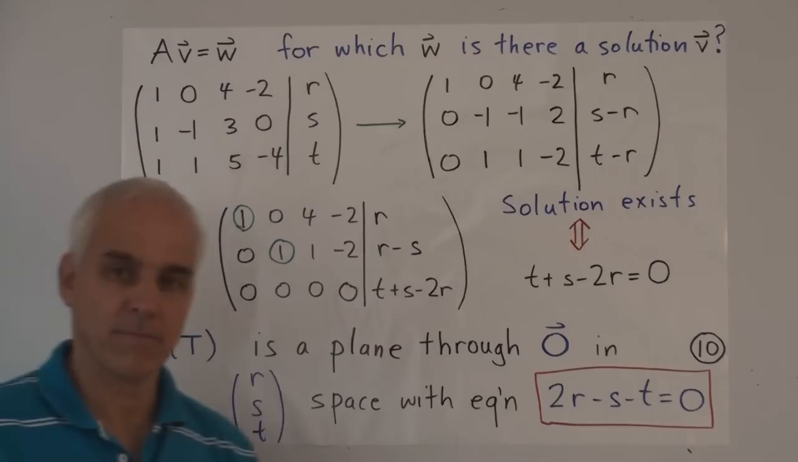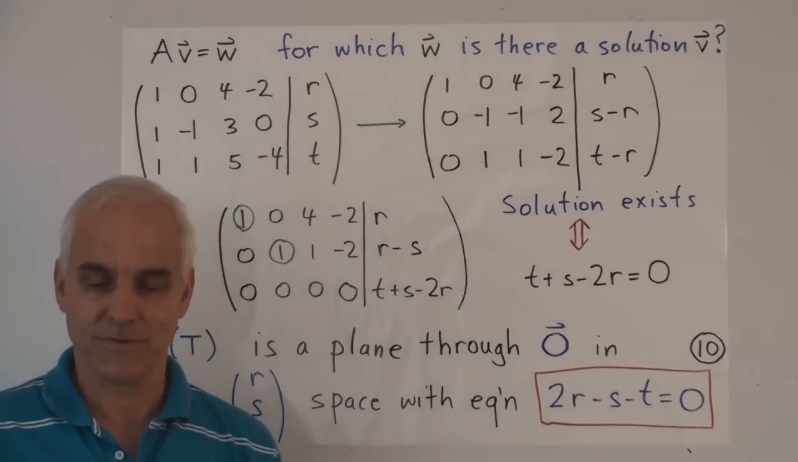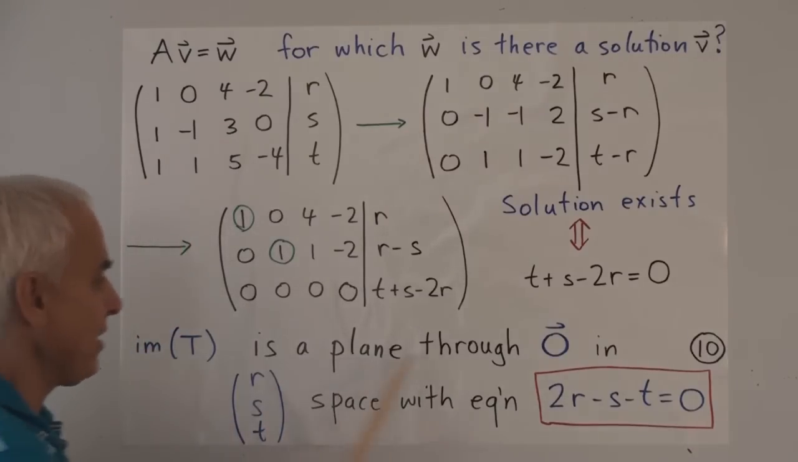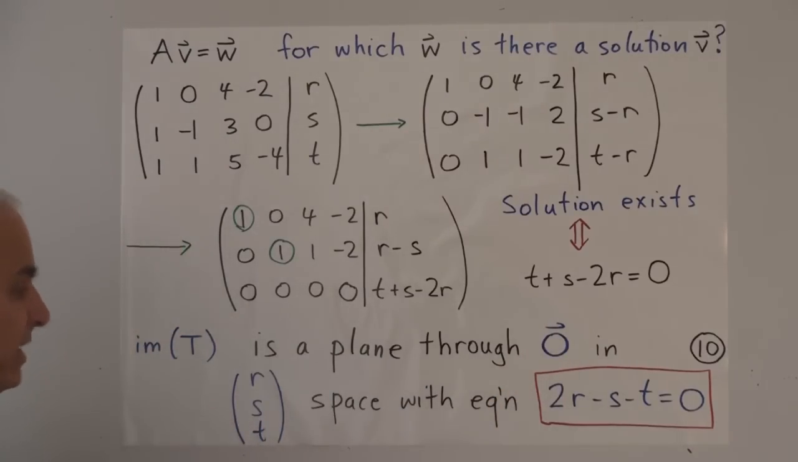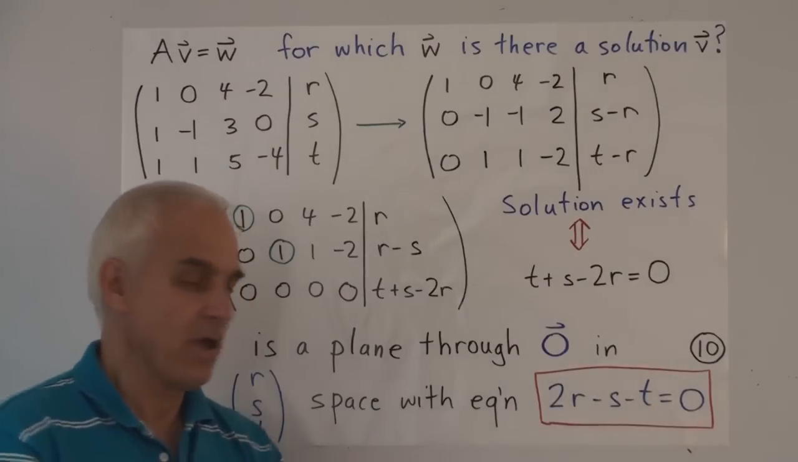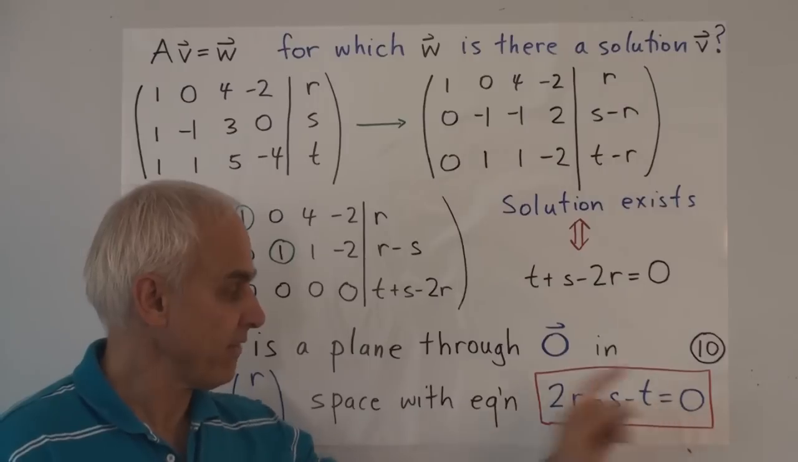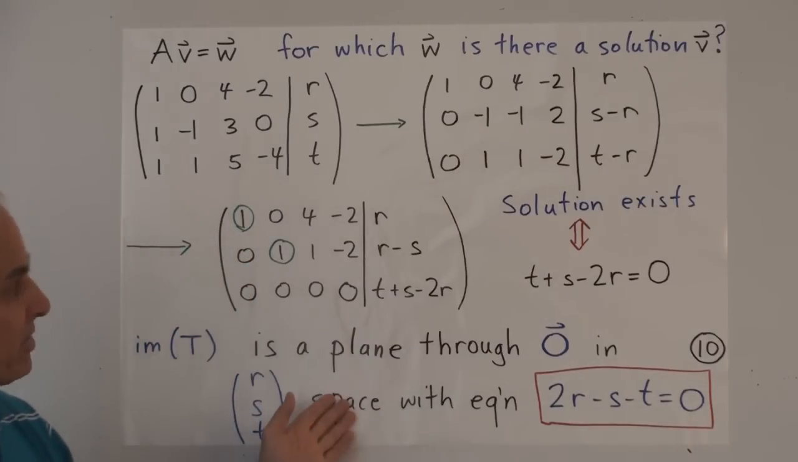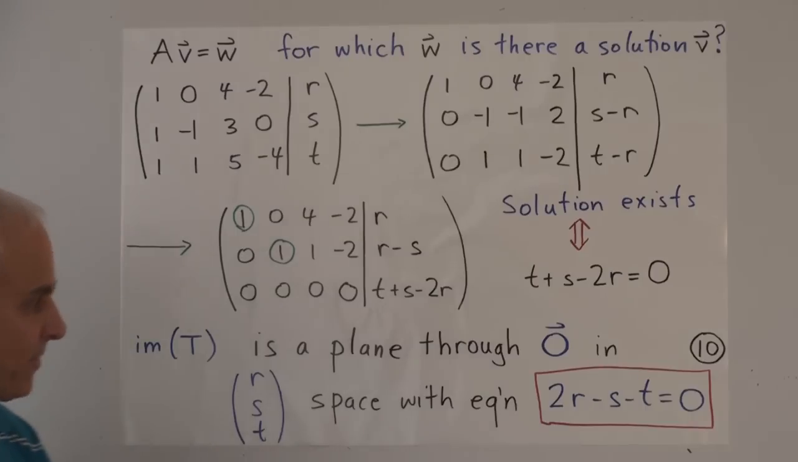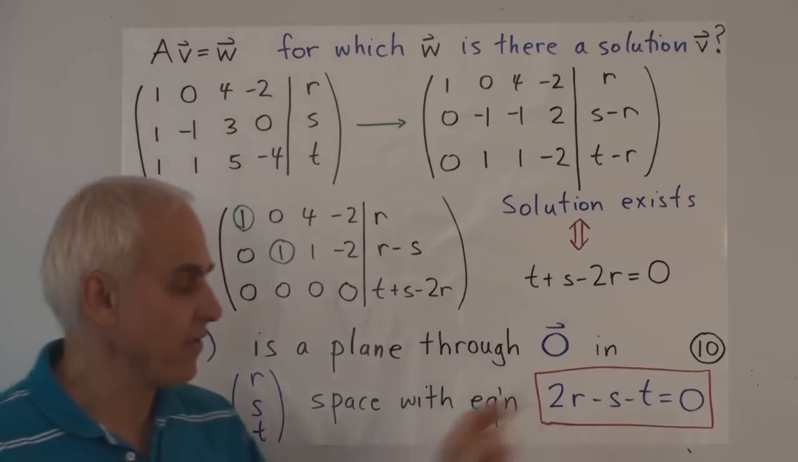Well, what is that? That's the equation of a plane in RST space, which is replacing x, y, and z now. This is a plane through the origin in RST space, and here's its equation. One equation representing a plane through the origin, because the right-hand side is 0, and that represents the image of the transformation. In other words, RST has the image property precisely when it lies on this plane.